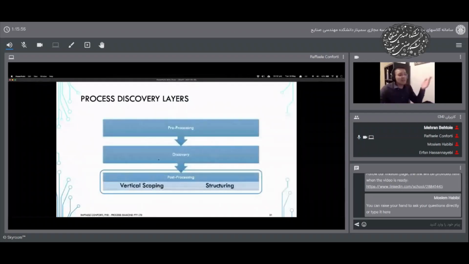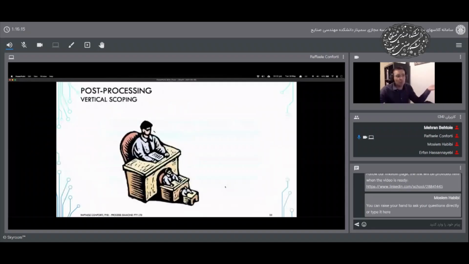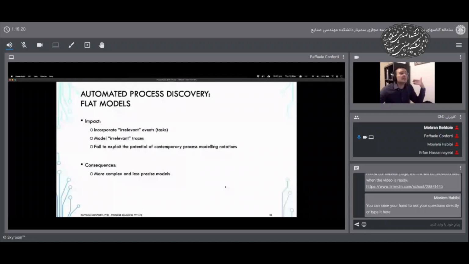The last bit of improvement that you can apply to your analysis is at a post-processing stage. And in this case, we can think of 2 approaches: vertical scoping, or from the point of view of structure. Vertical scoping is basically the idea of simplifying your model in a divide and conquer approach. So instead of trying to discover a really big process model, try to discover a lot of smaller ones.